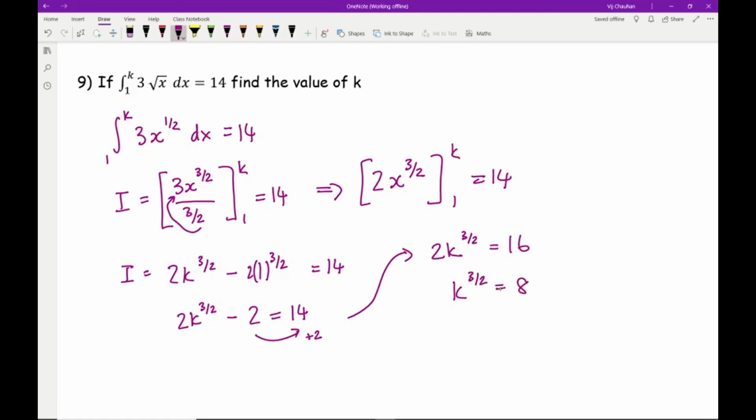Now k to the 3 over 2 means k cubed, square rooted, which gives me 8. Square both sides and I get k cubed equals 64. So from that, k equals 4. And there is our final answer.